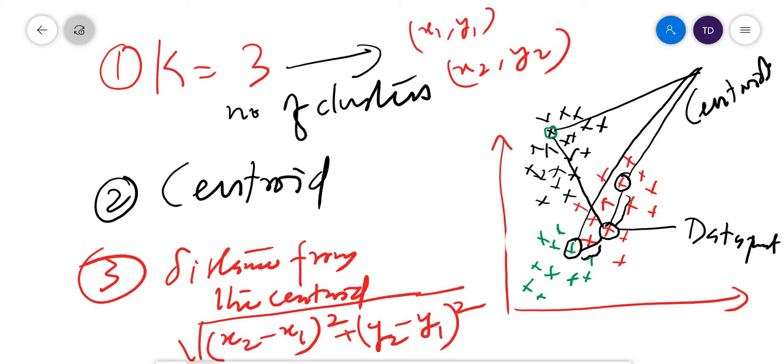Even you have the Manhattan formula or Minkowski formula. I am planning to create a separate video for these distance formulae, and you can watch it. So this is the Euclidean distance. You can calculate the distance.